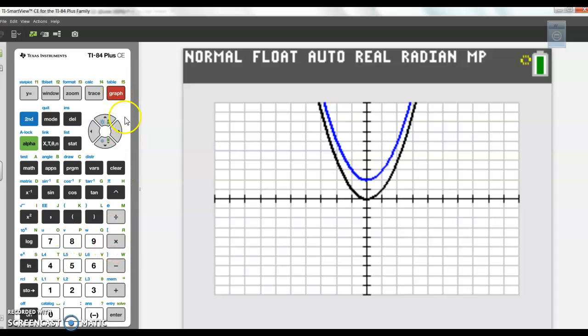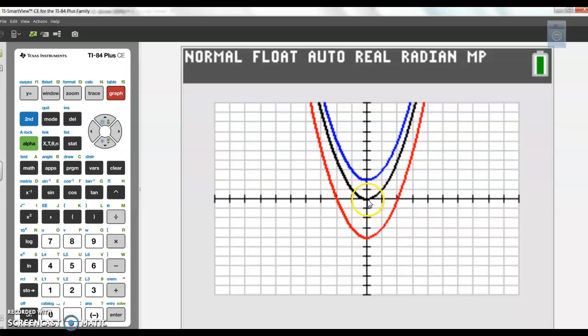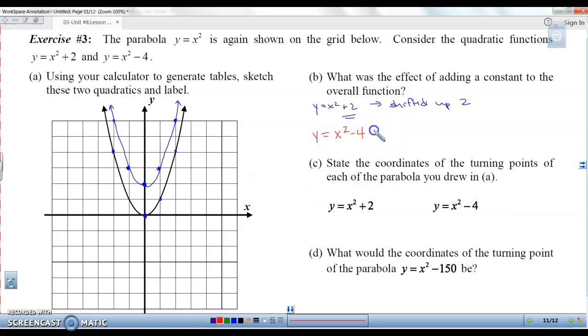And graph that. So comparing it to the black one, we went to the red one. What happened? You went down 4. 1, 2, 3, 4. We're going down 4. So we're going to shift down 4 for this one. Let's see if we can reproduce the parabola. Shifted down 4. So I take this parabola, 1, 2, 3, 4.